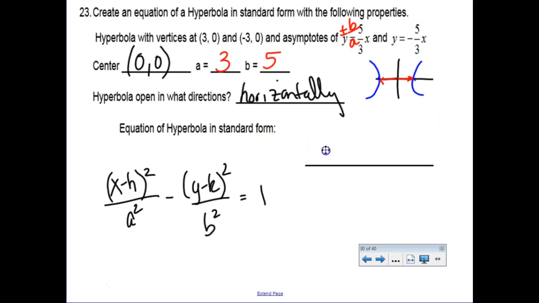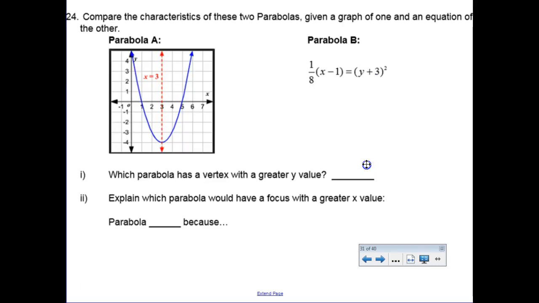And now I want their equation. Alrighty. So we have x squared over a squared, which is 9, minus y squared over b squared, which is 25, equals 1. Didn't have anything to do with the foci, so I did not bother to find them.